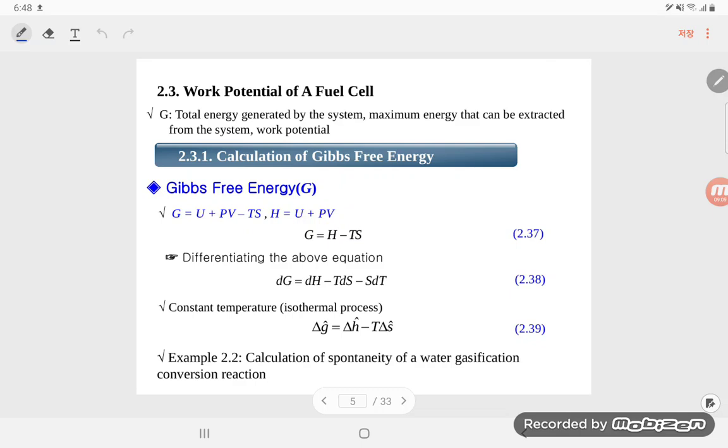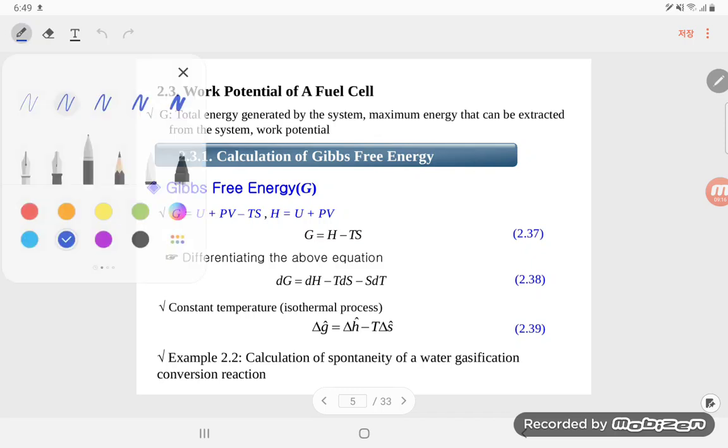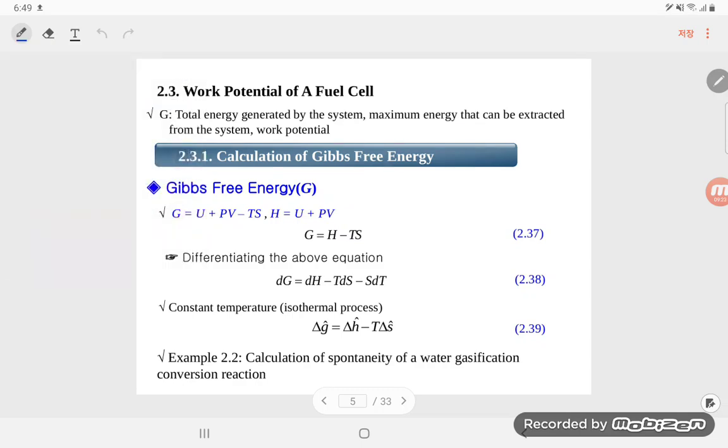And next, let's move on to the work potential of a fuel cell. This part is the most important part in chapter 2. So this is very important. Let's make a start. Work potential of a fuel cell. Why do we need the fuel cell? To generate electrical work. Okay, so this work means the electrical work.